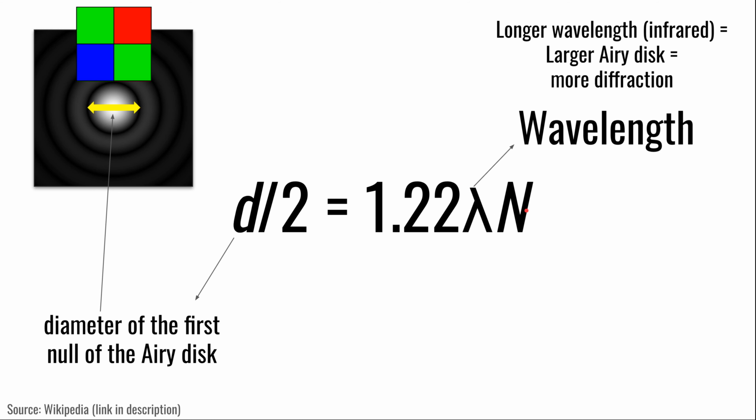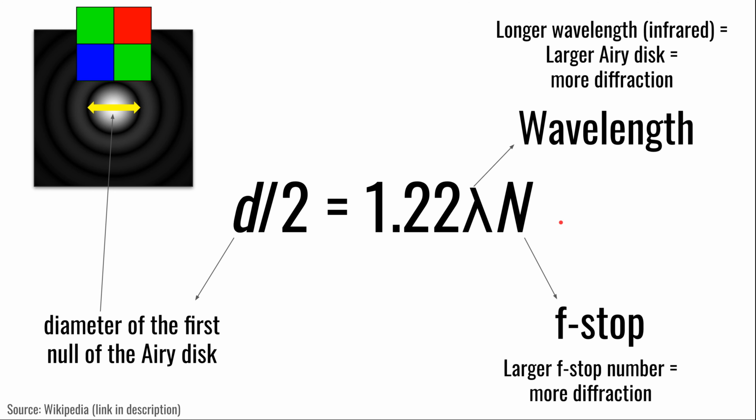N, what is N? Well, there's actually a much simpler way to describe that. That's basically an f-stop. A larger f-stop is going to equal more diffraction. So this formula is really not that complicated when you think about it. Anything on this side of the formula is going to increase the diameter of the Airy disk. So with longer wavelengths, the Airy disk goes up. With a larger f-stop, it goes up. Wavelength and f-stop are the two things that we concern ourselves with the most when we're thinking about diffraction.